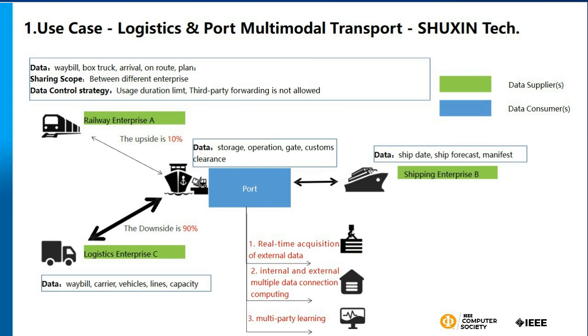In this use case, the data sovereignty is guaranteed through the limitation on usage duration of the data. Also, the port is not allowed to forward the connected data to any other third party. So you can see that in this case, the data usage control has been executed, and the time of the data being used and also the range of the data usage have been taken care of.